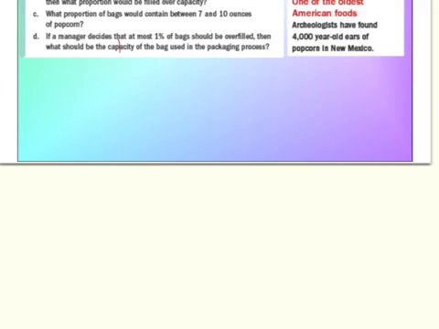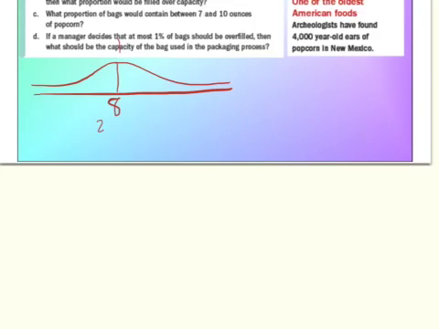Now, part C of this really just brings together part A and B, and I'll show you how this works. What portion of bags would contain between 7 and 10 ounces of popcorn? So let me sketch the normal distribution curve again. And remember, the mean was at 8 ounces, or the z-score for that was 0. Okay. We said that the 7 ounces of popcorn was going to sit back down here. That had a z-score of negative 1.67. The 10 ounces would have to be up here. That 10 ounces has a z-score, we said, of 3.33.